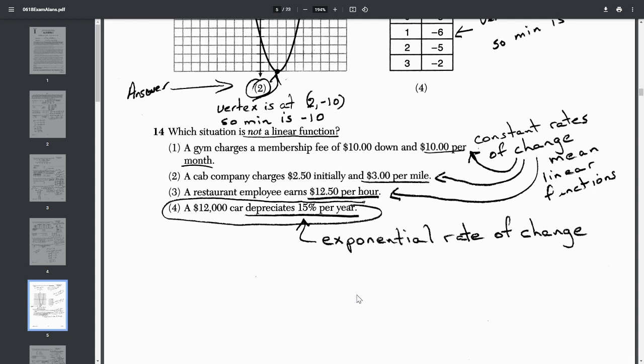Number 14, which situation is not linear? Anytime you're adding or subtracting the same amount over and over again, that's linear. What we're looking for is nonlinear, which means we're looking for a percentage. We're looking for some growth, we're looking for some decay, we're looking for multiplying by a number over and over again. And that's choice 4 here, right? 15% per year means we keep multiplying by 0.15 or 15%. So number 14 is choice 4. All the other choices would be adding the same number over and over and over again.